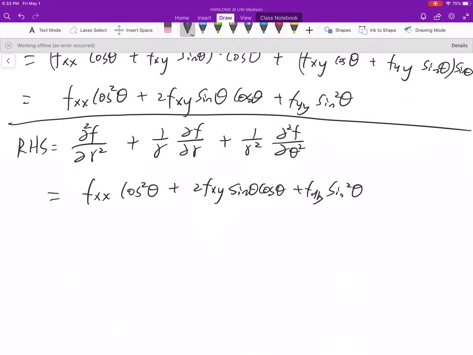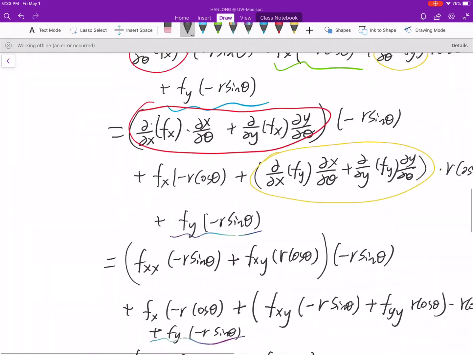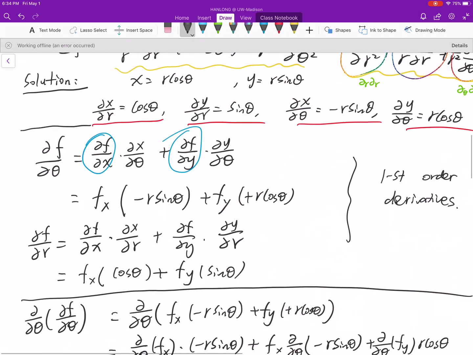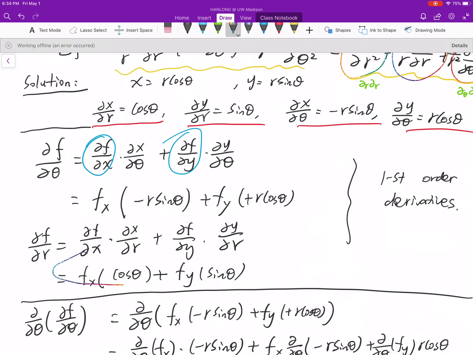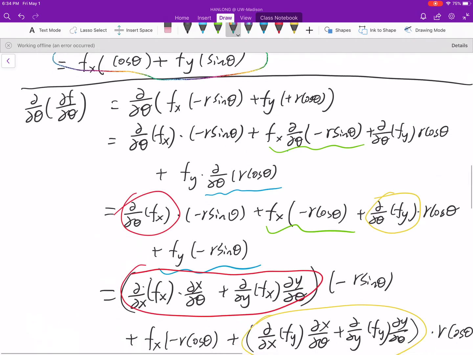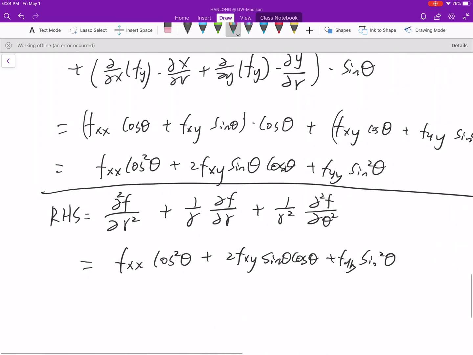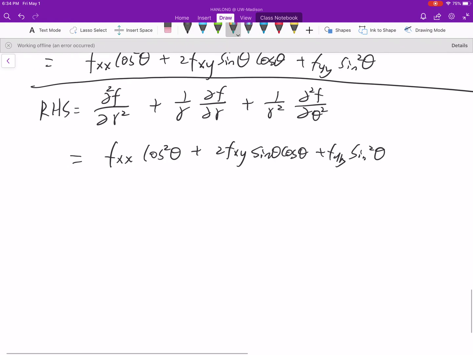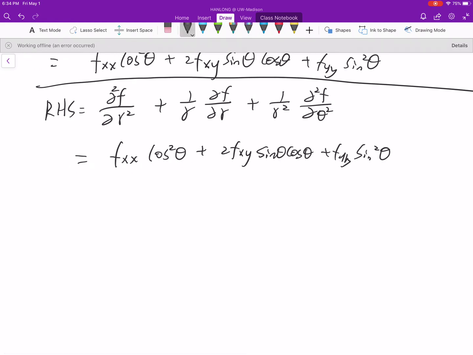Okay, then you have, this is second order terms, and then first order term you have, recall what is partial f partial r. It's here. So what do you have? So here you have plus 1 over r fx cosine theta plus 1 over r fy sine theta.